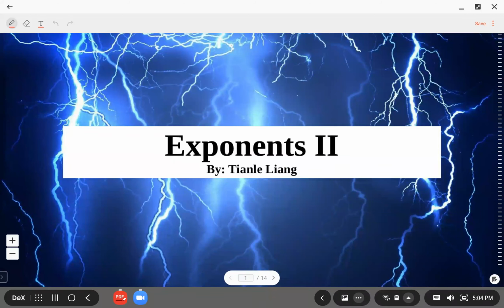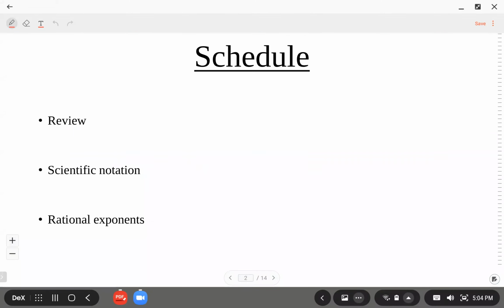Okay, this is our second class on exponents. Let me introduce our schedule first. So first we're going to be doing a review of last class. There are quite a few new students today, so if you do not understand the material here, don't worry, I will review the material from last class to clear your understanding of exponents, okay?